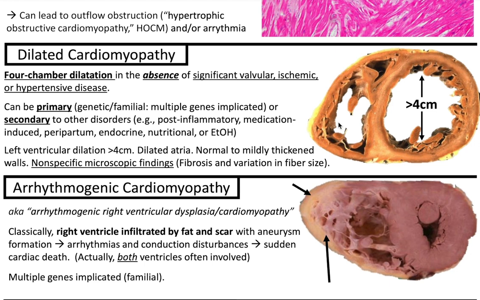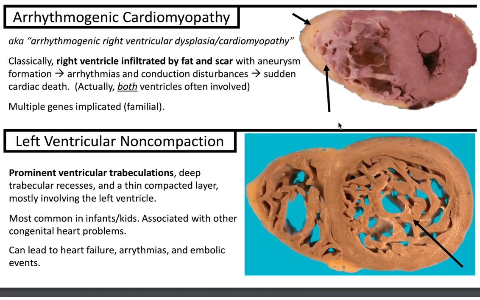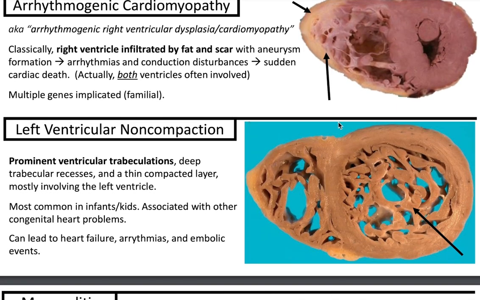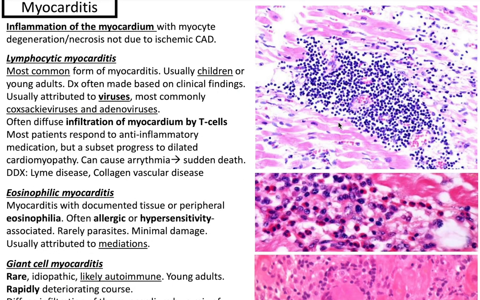It can be primary or secondary, and it'll have nonspecific microscopic findings. Arrhythmogenic cardiomyopathy, you'll have a right ventricle infiltrated by fat and scar. Left ventricular noncompaction, you'll have prominent ventricular trabeculations. Myocarditis, inflammation of the myocardium. The most common is lymphocytic myocarditis, often attributed to viruses, and you'll see diffuse infiltration of myocardium by T cells.